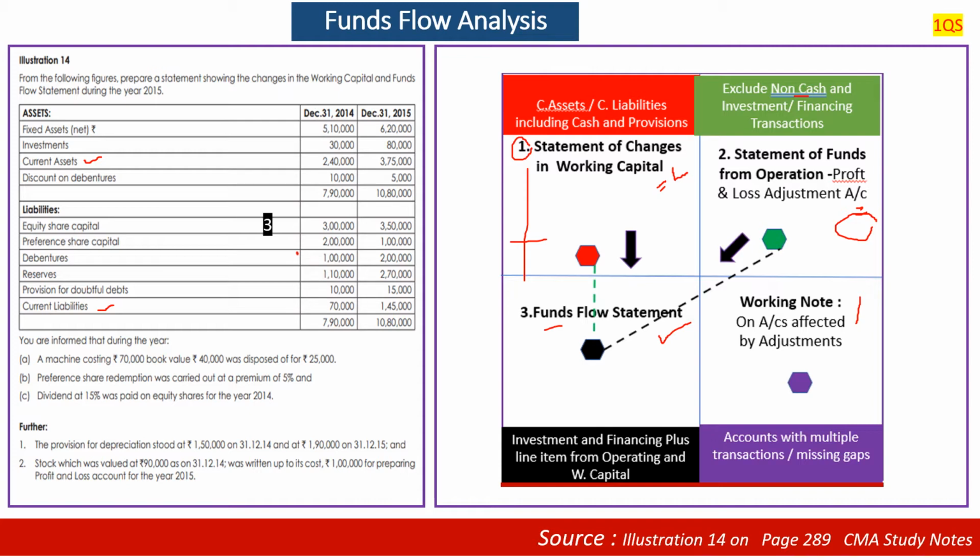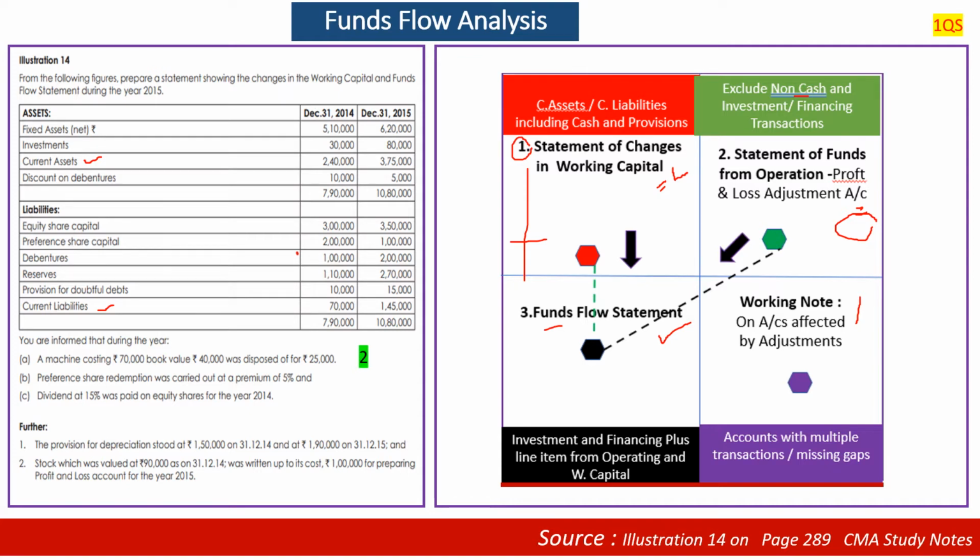Equity capital, fund based, therefore 3. Preference capital, fund based, 3. Debentures, fund based, 3. Reserves is nothing but the profit and loss account balance, opening and closing, so it will come to statement number 2. And provision for doubtful debts, though it pertains to current assets, since it is given separately outside current liabilities, we may have to prepare a separate adjustment account for it and route it through the profit and loss adjustment account. That is statement number 2. Current liabilities go to statement number 1.